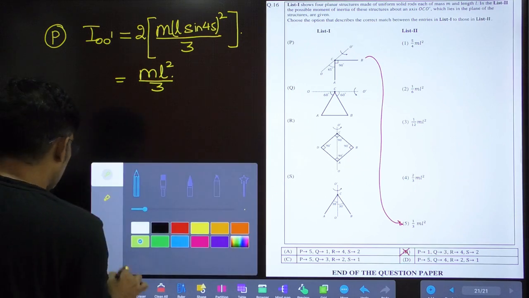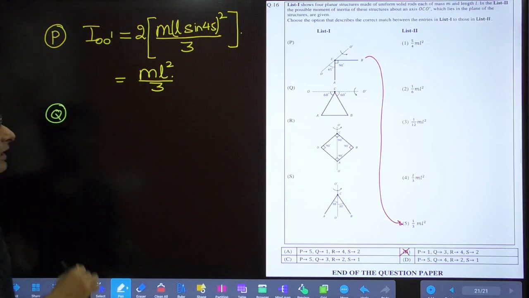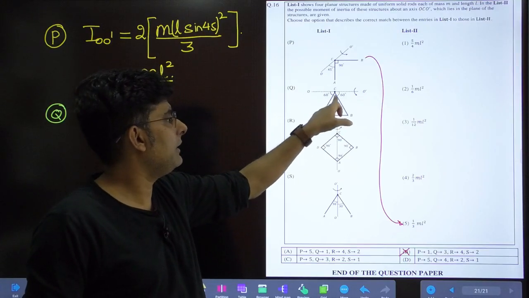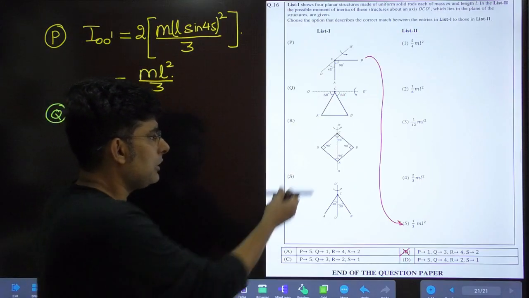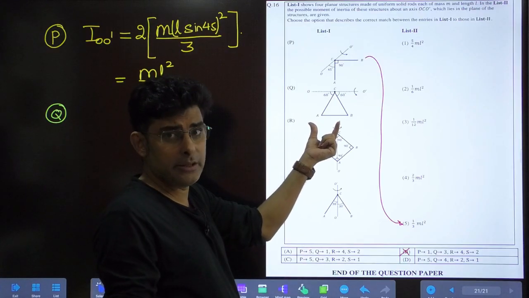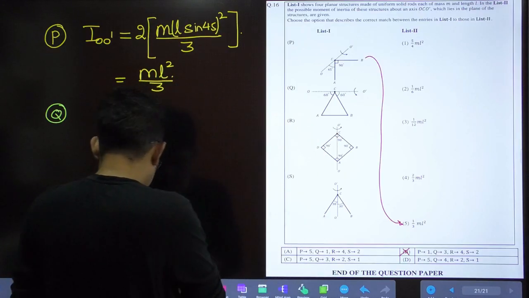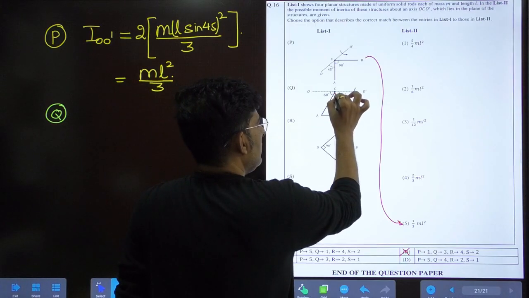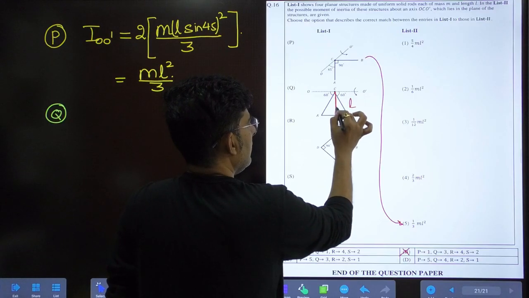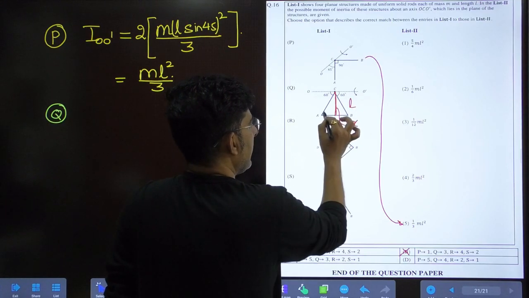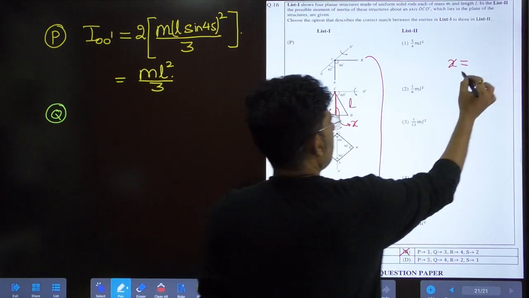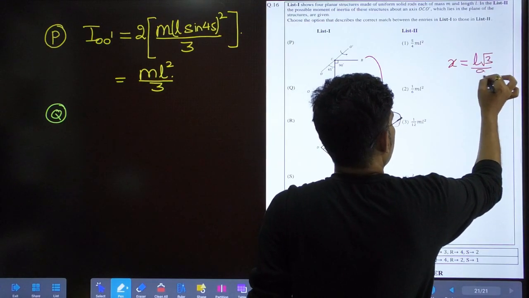Now let's move on to the next one, which is Q. Now in Q we have a triangular frame formed by 3 rods. For 2 you can see it is end axis making 60 degree. Now this rod, it is parallel to the axis. When a rod is parallel to the axis, we know the rod is taken of negligible length. We simply take for such rods the moment of inertia as m into distance square, m into this length. Now if this length is L, this length x, this angle we know is 60 degree. So what will be the value of x? X will be L sin 60. L sin 60 means L root 3 by 2.